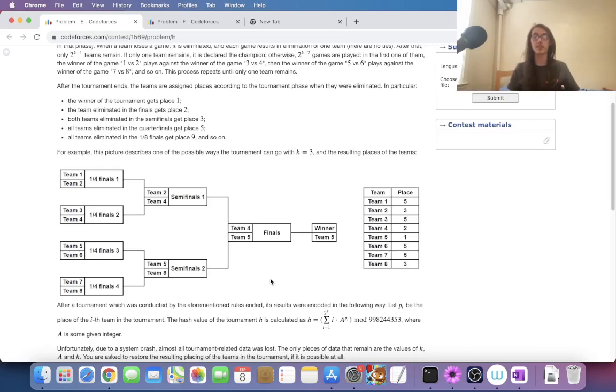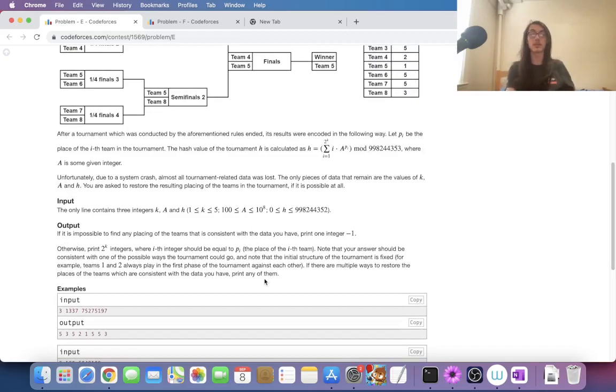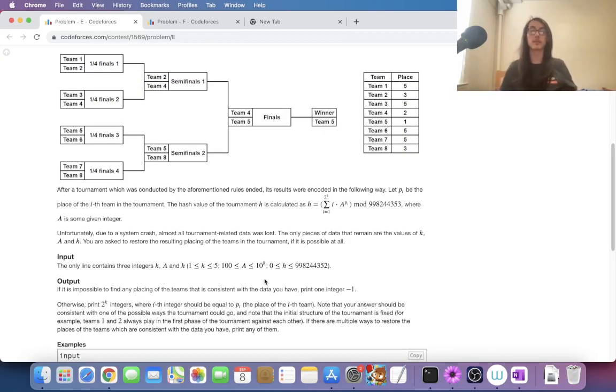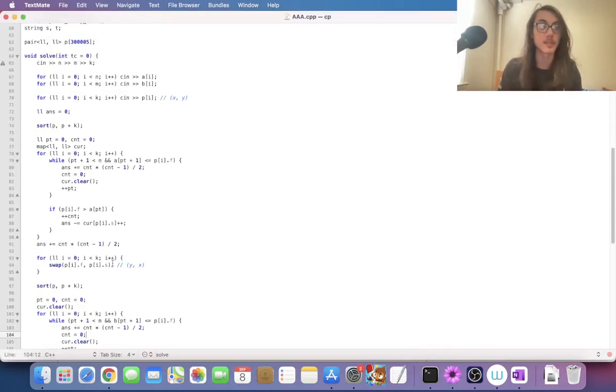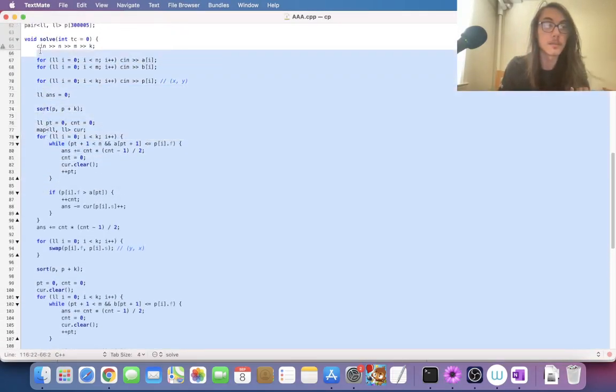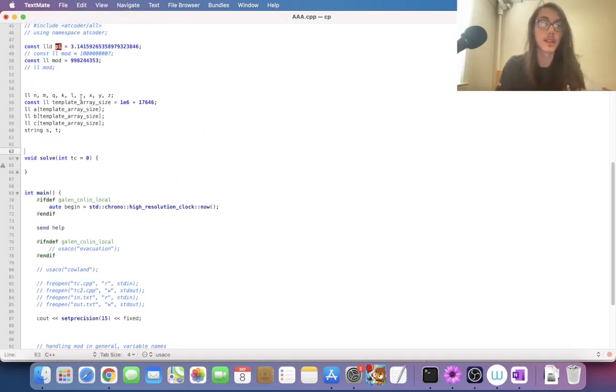After a tournament was just conducted, its rules were encoded in the following way. Let P_i be the place of the ith team in the tournament. K is 5. The hash value of the tournament is calculated as H equals the sum from i equals 1 to 2^K of i times A to the P_i modulo the NTT number, where A is some given integer. Well, I already have mod defined as that, so in case we do need it, I'll have that ready.